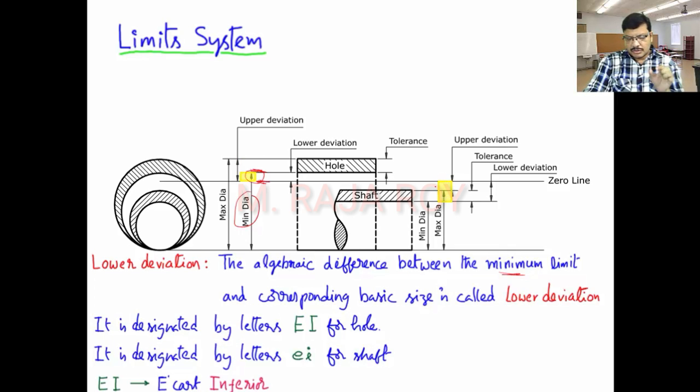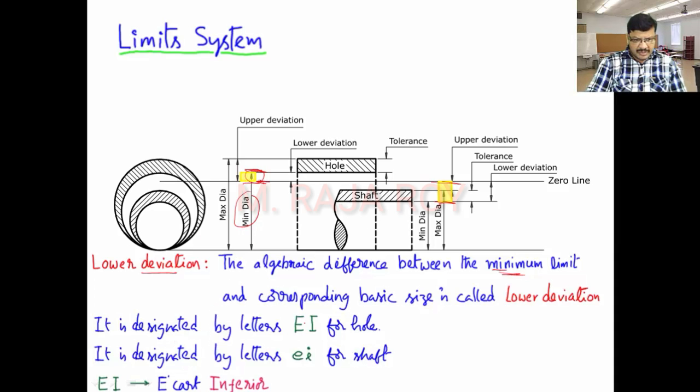Upper limit values, don't think that upper limit means that will be more. No, it's not like that. Okay. So here if you observe, the algebraic difference between basic size and corresponding minimum limit, that difference we will call as lower deviation. So here this is the lower deviation for shaft, this is the lower deviation for hole.